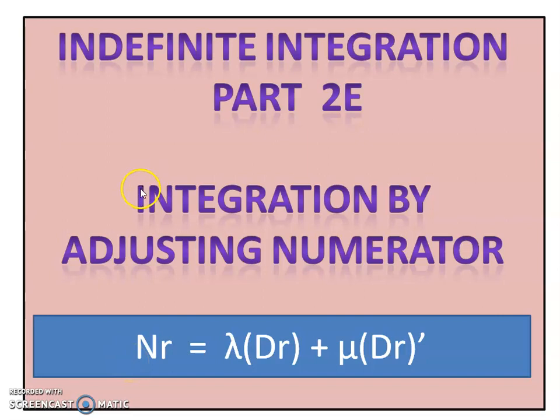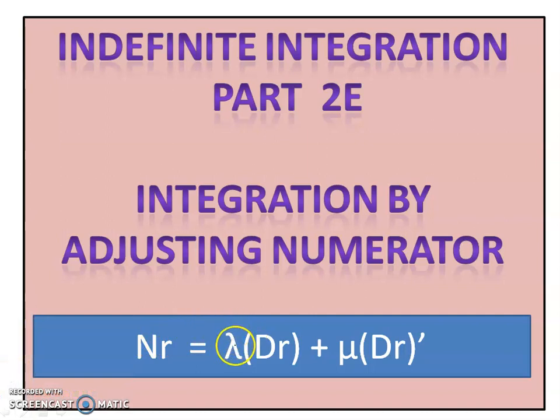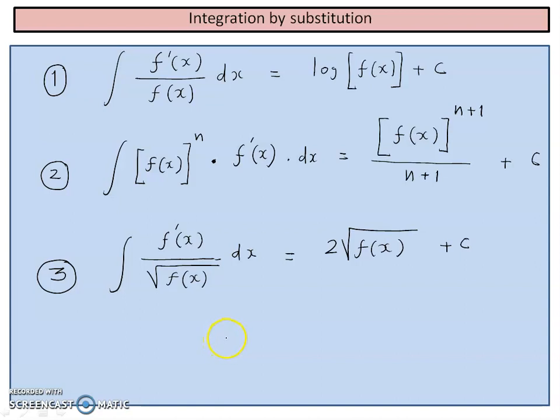We have to adjust the numerator so that numerator is equal to lambda times denominator plus mu times denominator dash, meaning derivative of denominator, where lambda is some constant, and we have to find the values of lambda and mu. चलो देखेंगे example. Before this you must be aware of all these rules and formulae, and this is what we have to use. समझ गए?